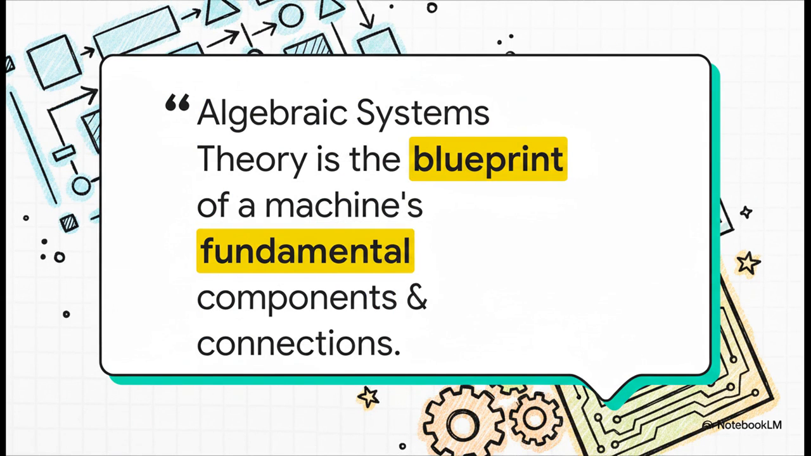This quote here really just nails it. If a linear system is a machine, algebraic systems theory is the blueprint of its fundamental components and mathematical connections. So you see, it's not just about what the machine does, it's about having the mathematical proof that shows why the design itself is sound from the ground up.